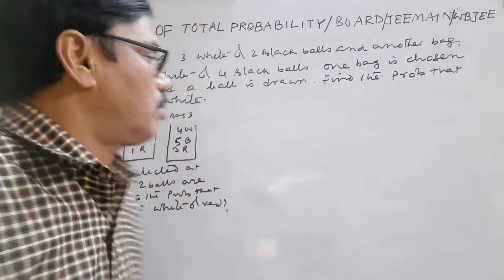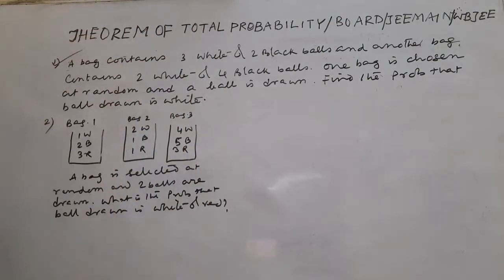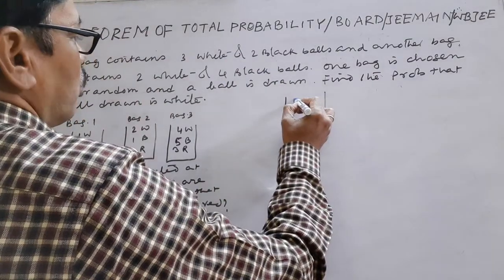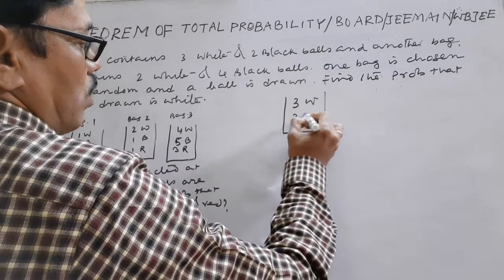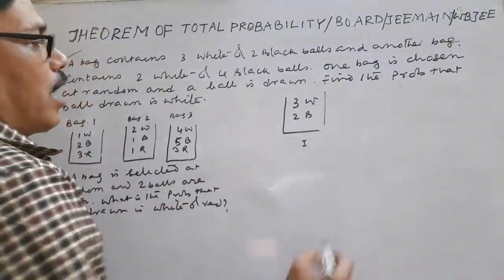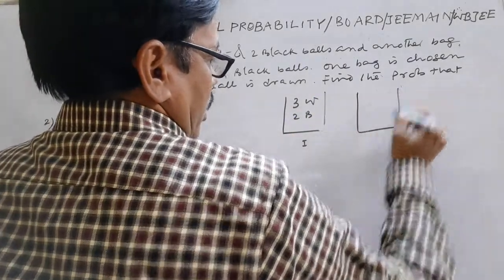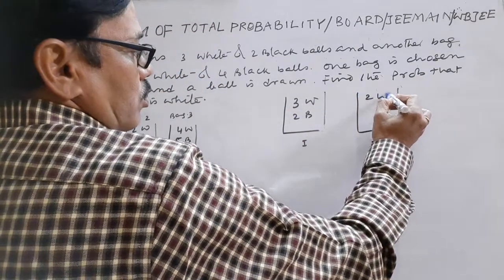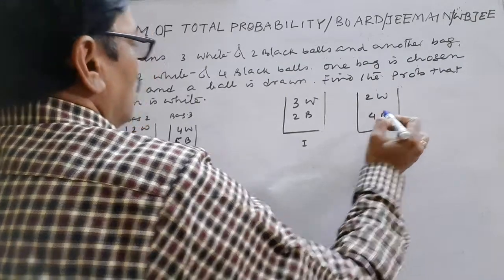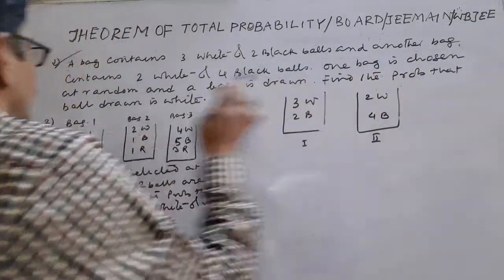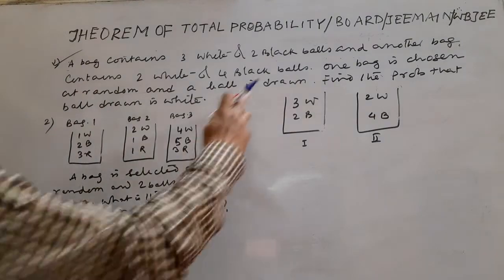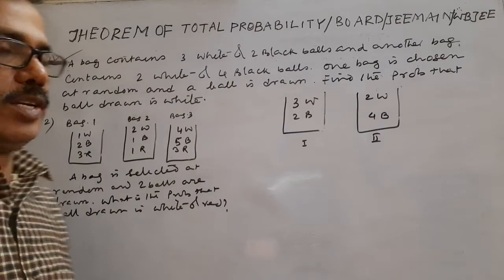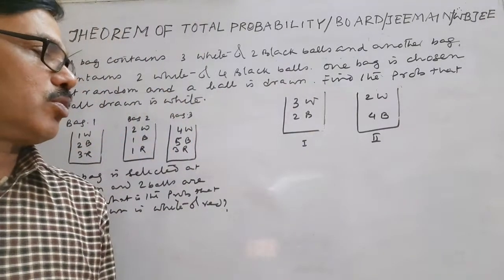Now we consider problem number 1. A bag contains 3 white, 2 black balls. Another bag, the second bag, contains 2 white, 4 black balls. One bag is chosen at random and a ball is drawn. Find the probability that the ball drawn is white.